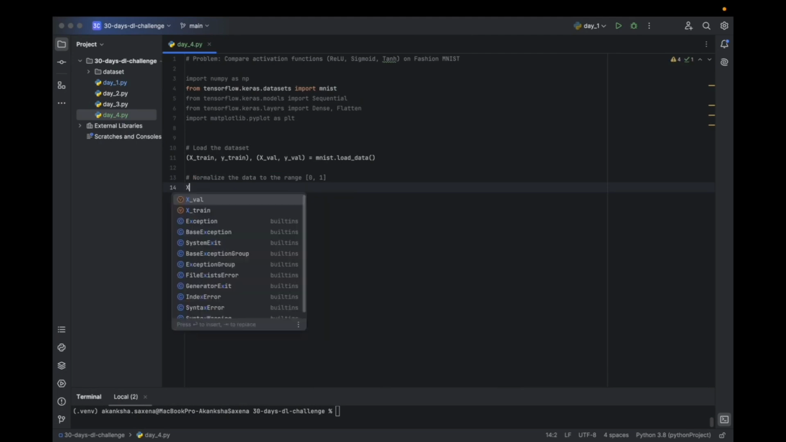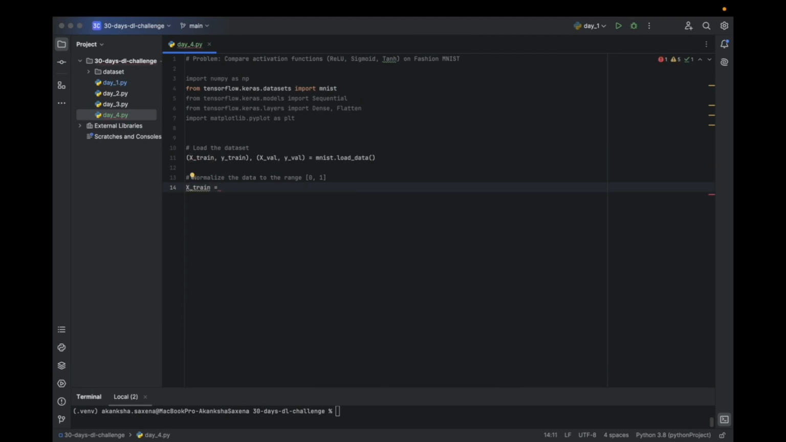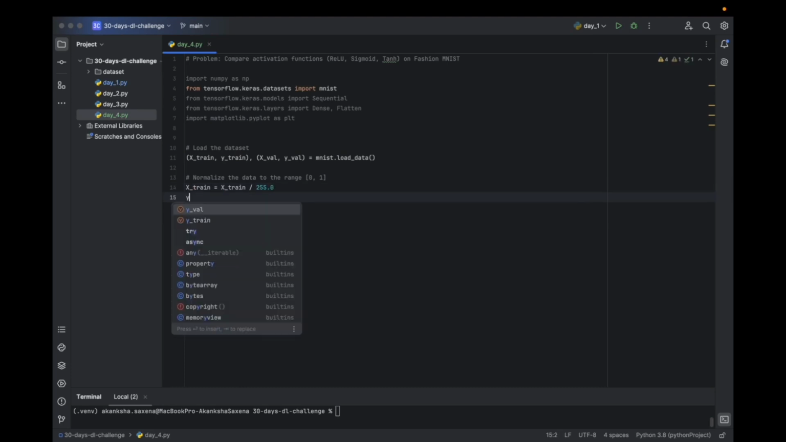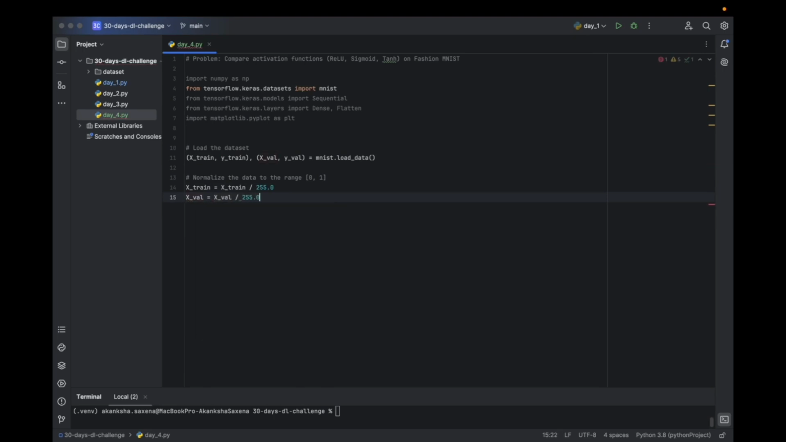So we will do what? x_train will store the images. y_train will be the labels. Like, does the image represent the digit one? Does it represent digit 7? Digit 9? Digit 6? That is what y_train and y_validation are storing. So x_train divided by 255.0. Then x_validation divided by 255.0.